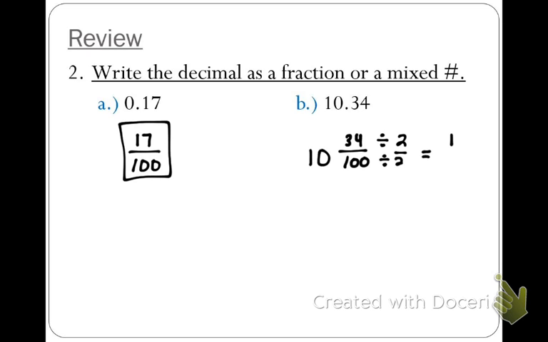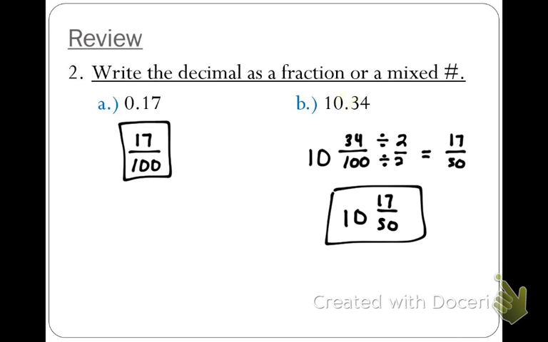Okay, so a lot of people just put 17 over 50, but what's the full answer? 10 and 17 fiftieths. You've got to be careful because a lot of times people are forgetting this whole number right here. So always remember, if there's a whole number there, there should be a whole number in your answer.